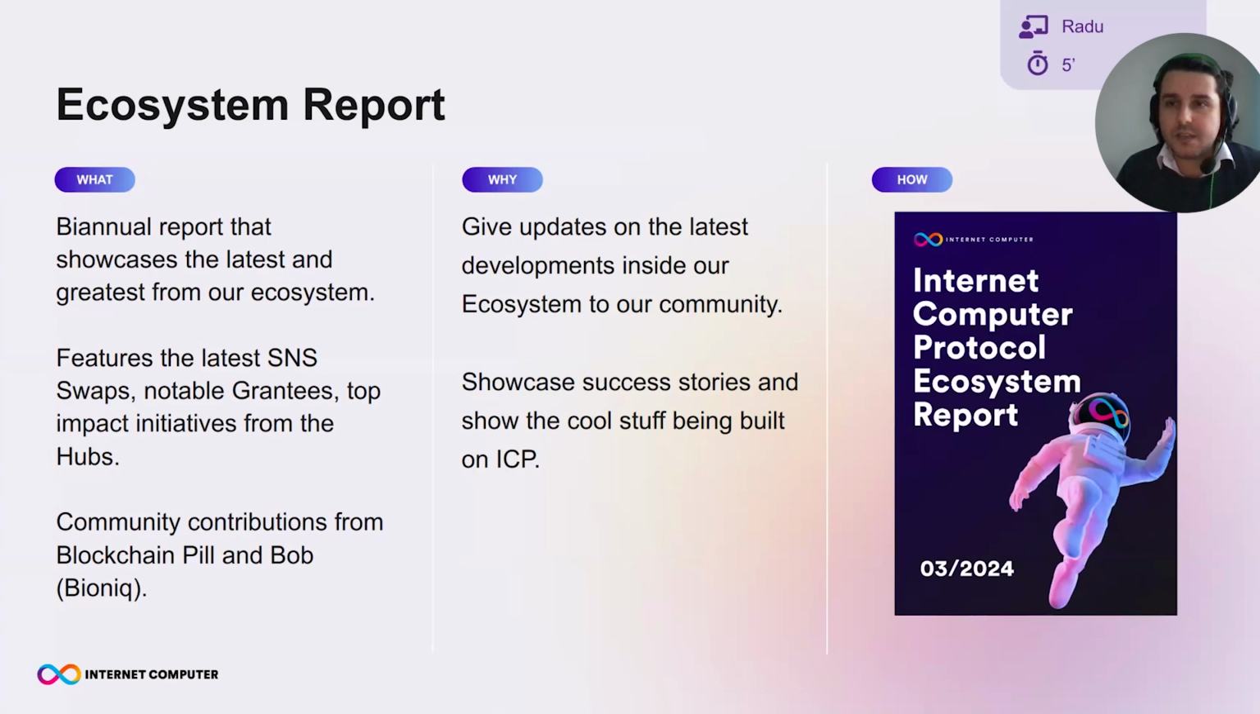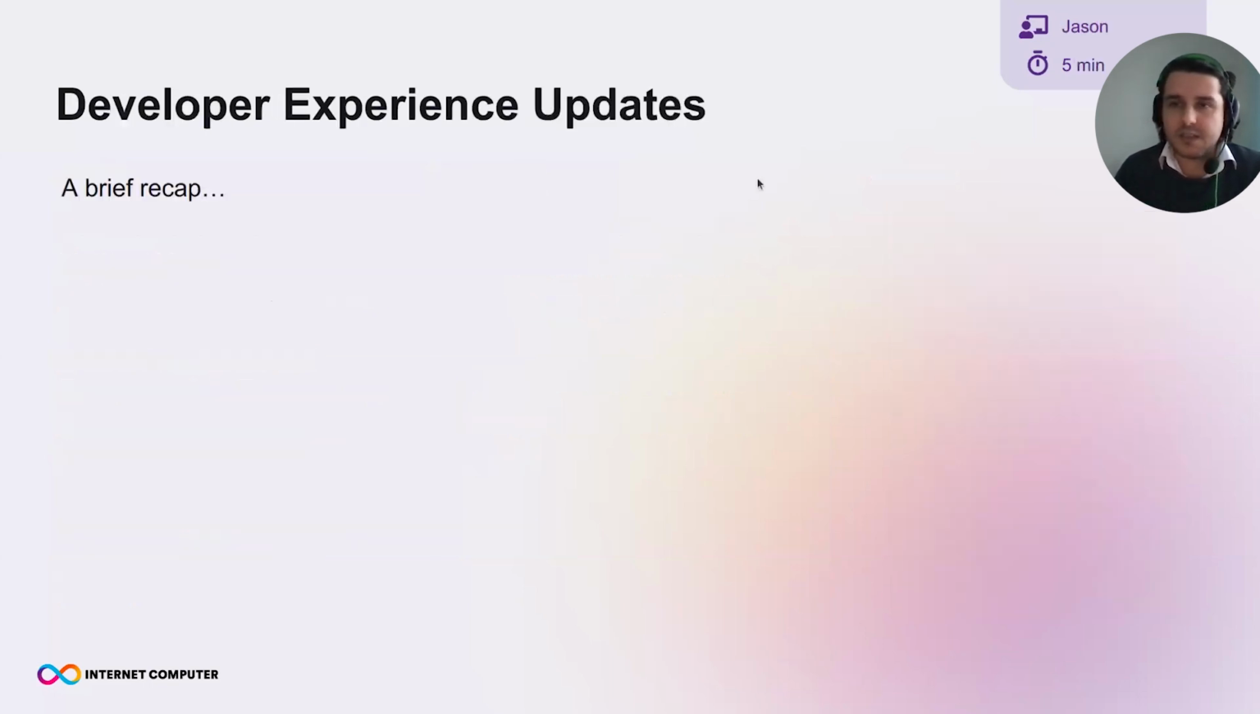The current ecosystem report is the very first one, and it features community contributions. So we have pieces that were authored from Blockchain Pill, and also a very nice piece from Bob from Bionic on the outlook on the Bitcoin ecosystem going forward in 2024. Why we decided to do this is because we thought that we need an avenue to give updates on what is happening inside the ecosystem.